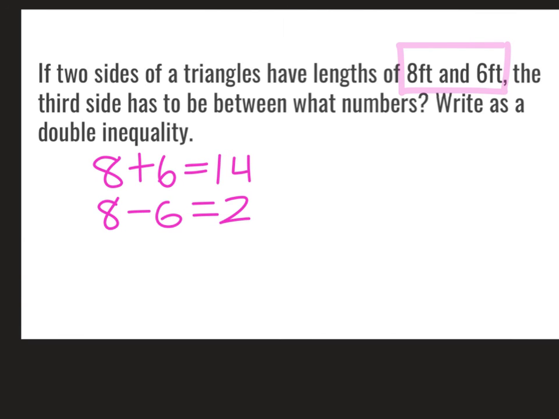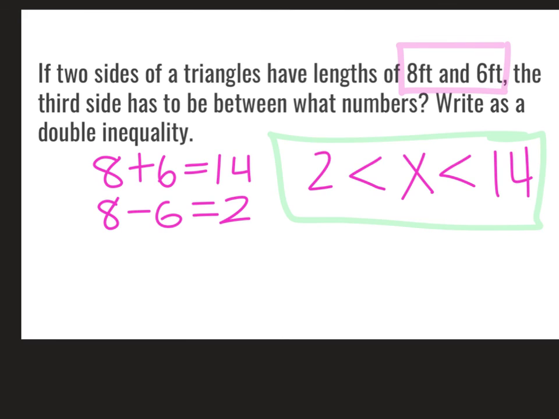My x value goes right in the middle of my double inequality. Then you should have one sign that is less than and one sign that is greater than. Your 14 goes all the way on the right, and your 2 should go all the way on the left. What that tells me is my x has to be greater than 2, but less than 14, which would be the range of numbers that my third side length could be.